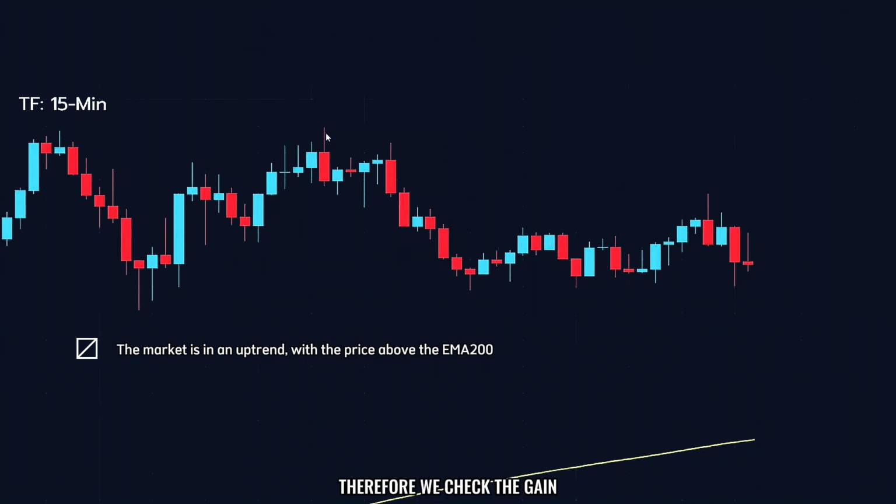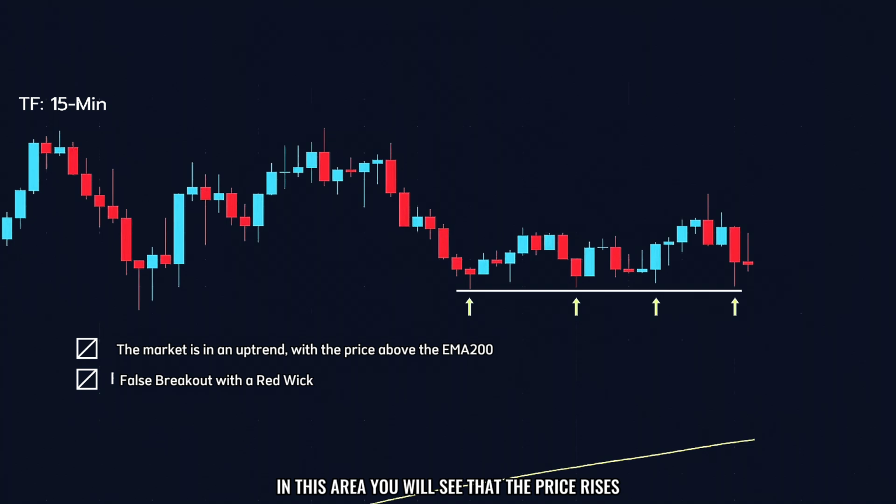Therefore, we check the gain first. The market is rising. The price must be above EMA 200. At this point, look at the left-hand side. The price rose first, the price rose, and then rose again. When it rises again, the price goes up. After that, the price rose again. In this area, you will see that the price rises, but it doesn't go up far. After that, it went back to this zone many times. This area has become one that is very profitable.